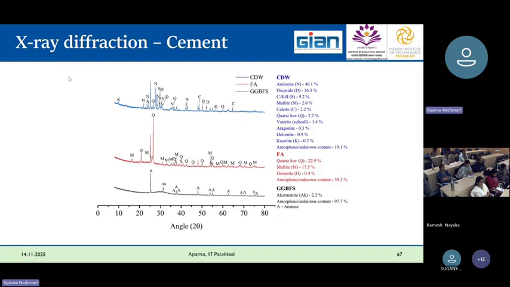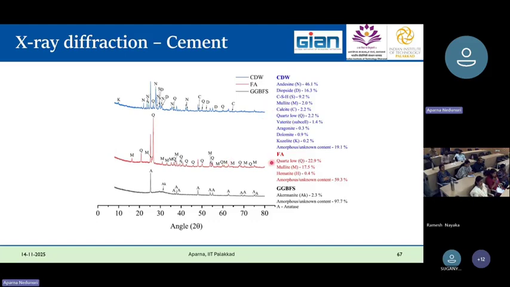And these are XRD patterns for other materials. The top one is CDW, construction demolition waste. Since it is crushed material, you'll have andesite and diopside, which come from the aggregates of the demolished concrete. We can also have CSH, mullite, calcite, quartz, vaterite. These are all obtained after matching. We have also quantified it.